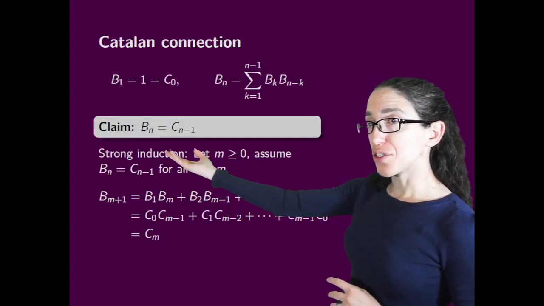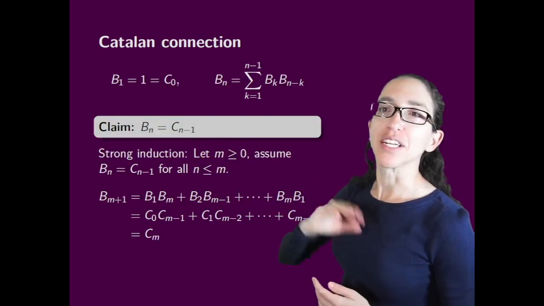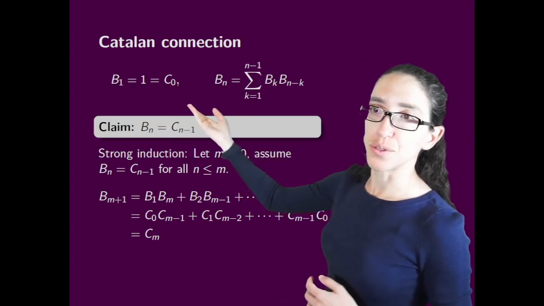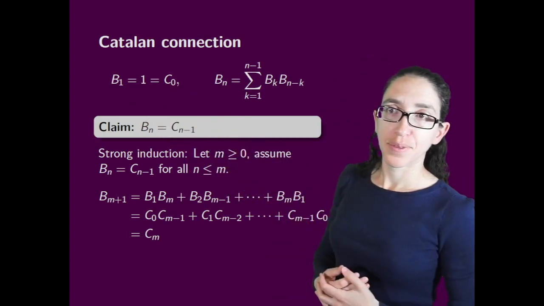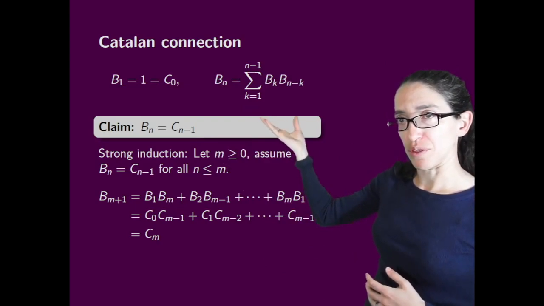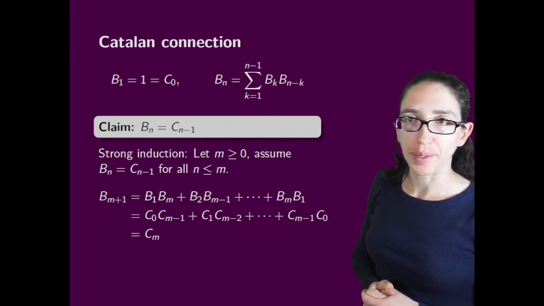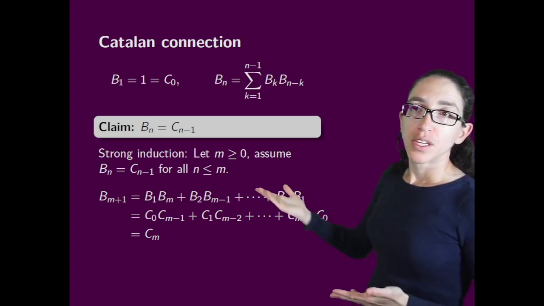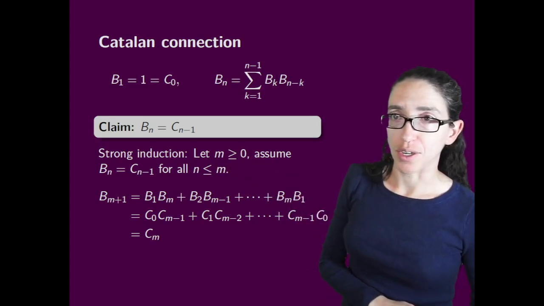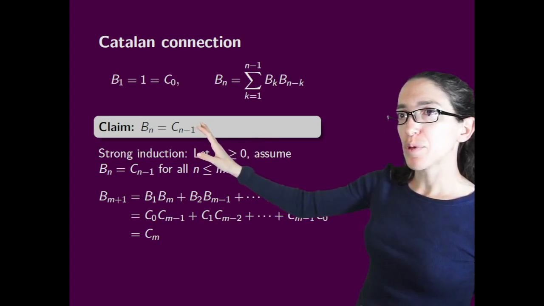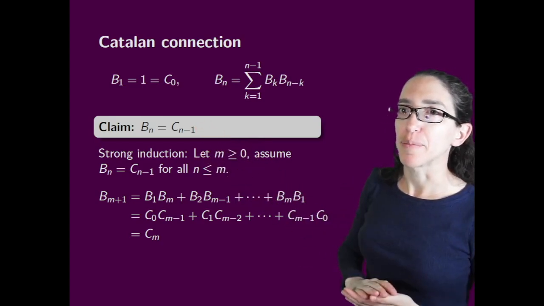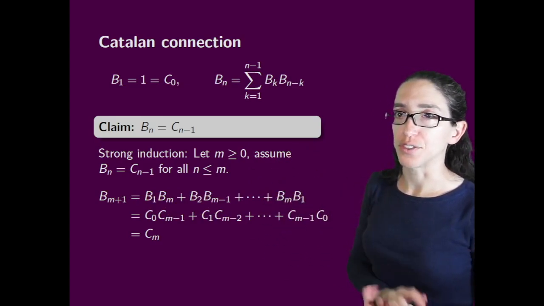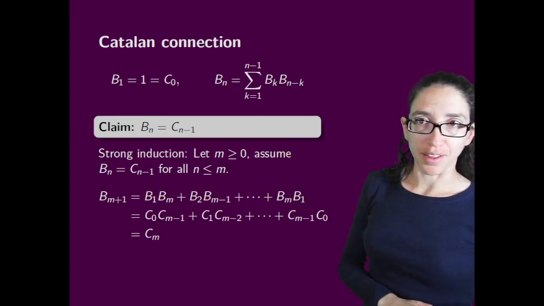In particular, we're going to show that b sub n is c sub n minus 1 for n at least 1. So we saw that b sub 1 equals 1 already. That's c sub 0. So for an induction, that's the base case. And this is the recursion, again, that we found on the last page with the combinatorial argument. And the rest of the strong induction proof after the base case goes like this. So we let m be greater than or equal to 0, and let's assume that this claim holds for all things less than or equal to m. So we want to assume b sub n equals c sub n minus 1 for all n less than or equal to m. That's our strong induction hypothesis.